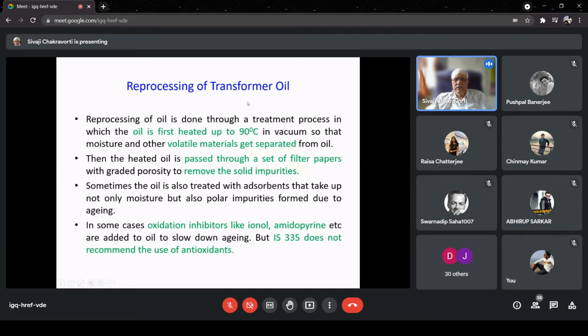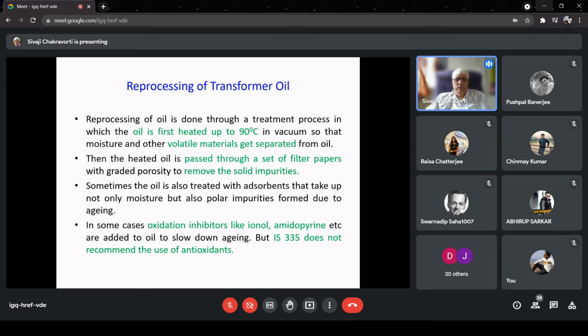Then we have to remove sludge and other impurities. So we pass this heated oil, after the vacuum chamber, through a series of graded filter papers. These filter papers have graded porosity and they will remove the solid impurities. Now, this is not done in one run. It doesn't happen so quickly. In a very big transformer, this treatment process goes on for up to even 12 hours. After that, we can get a good quality.